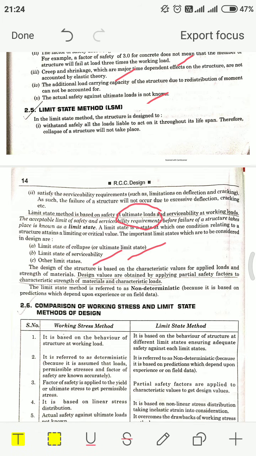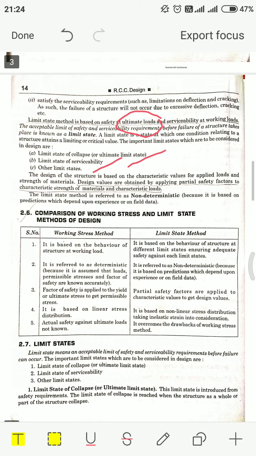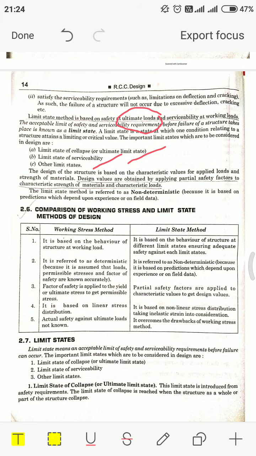The design of the structure is based on the characteristic value for applied load and the strength of the material. Design values are obtained by applying partial safety factors to the characteristic strength of the material and characteristic loads. The limit state method is referred to as a non-deterministic method.